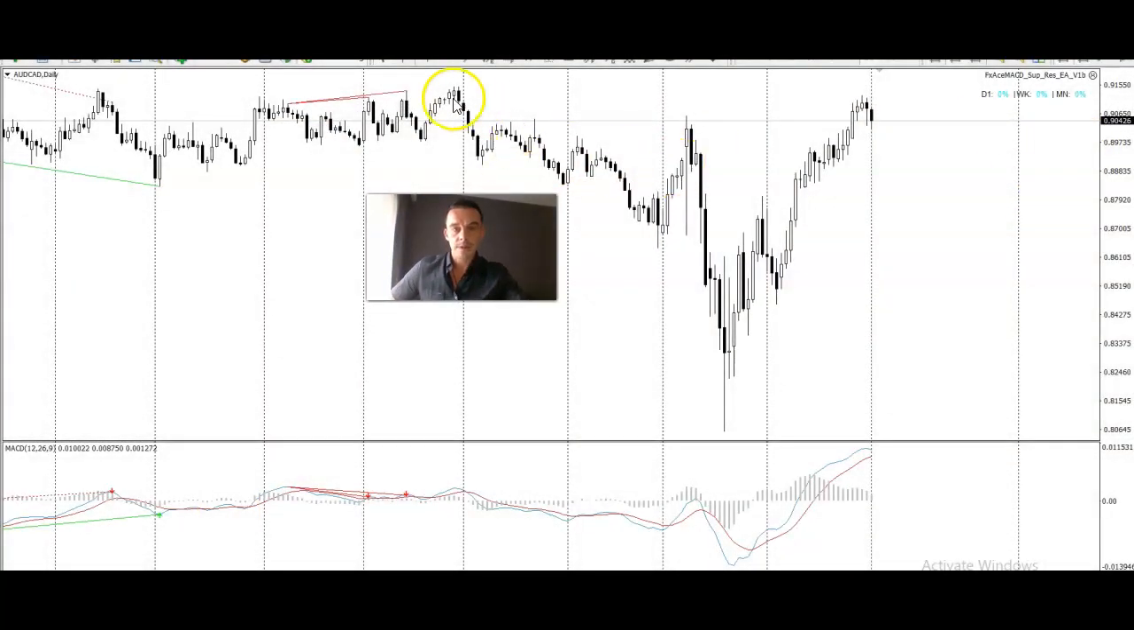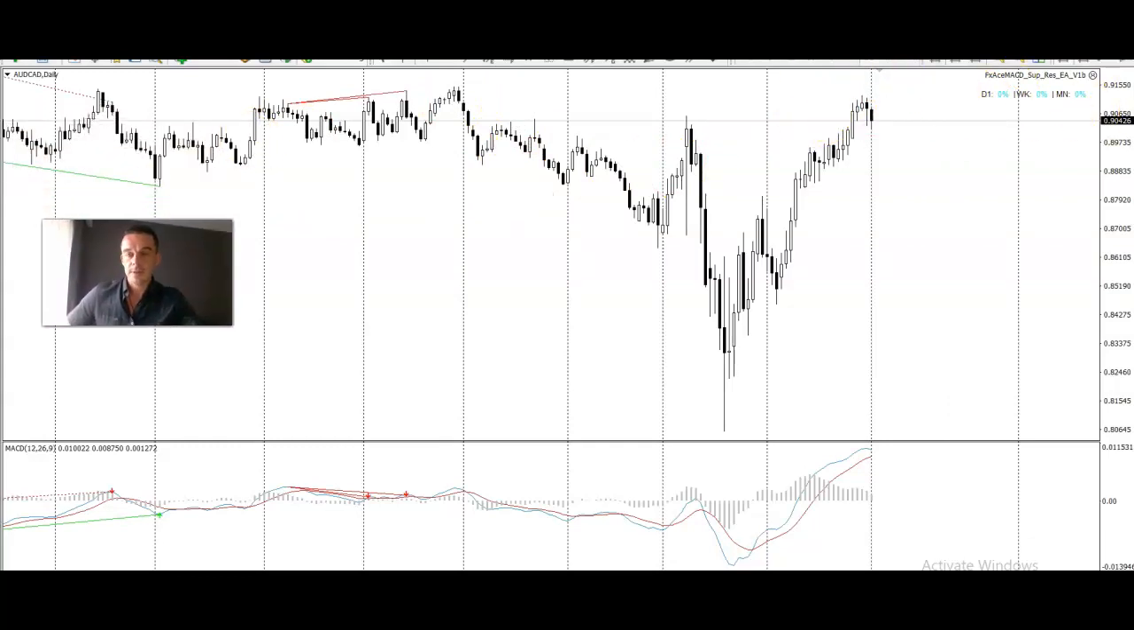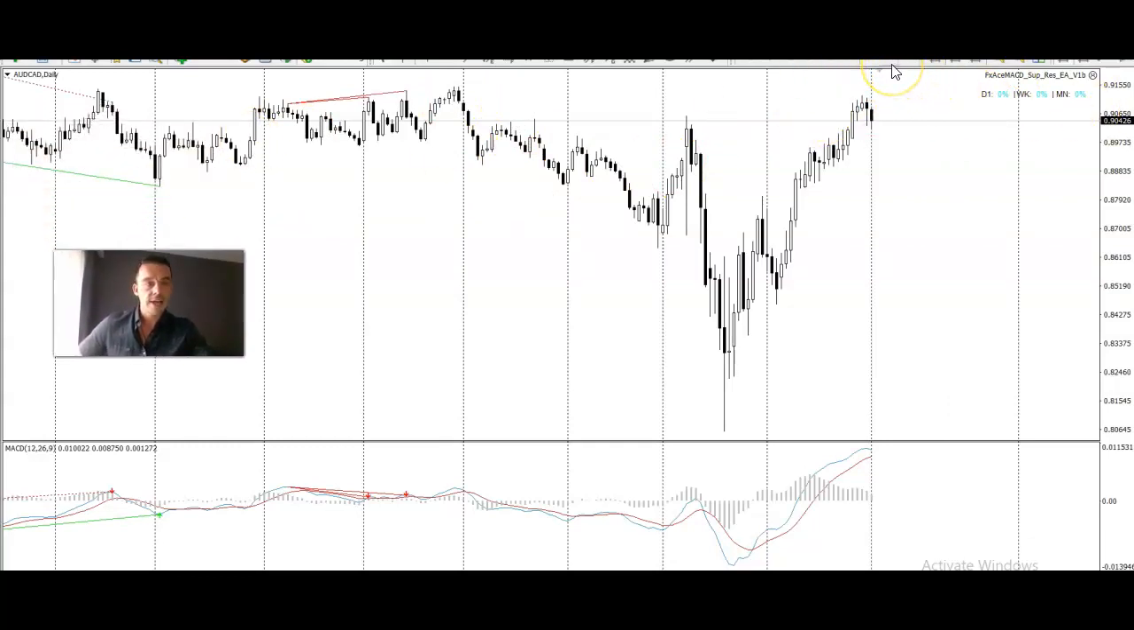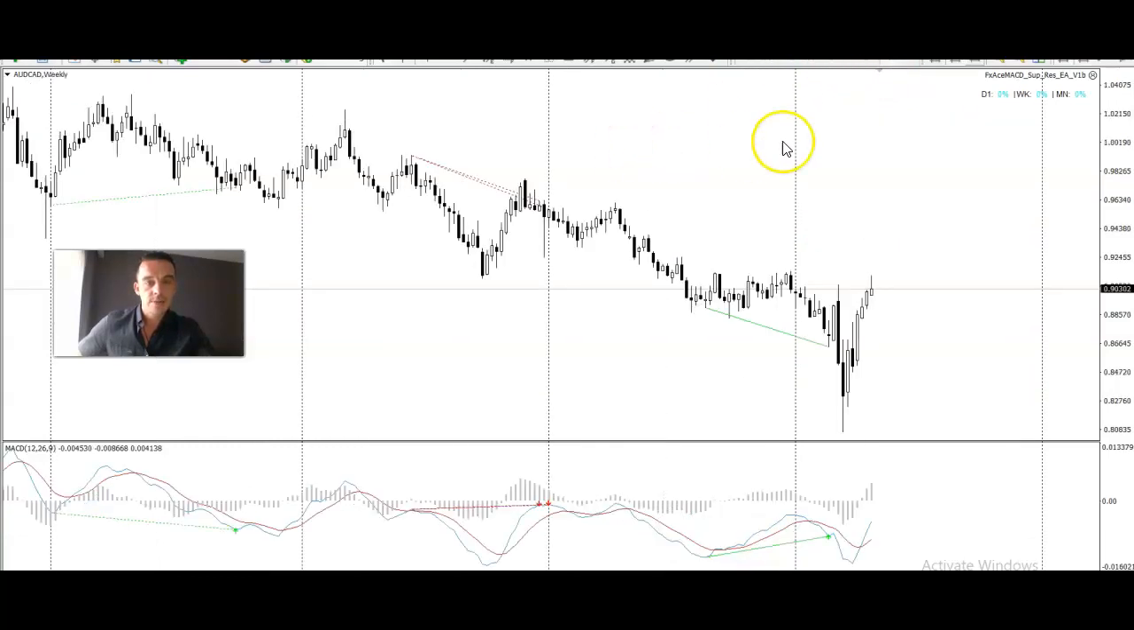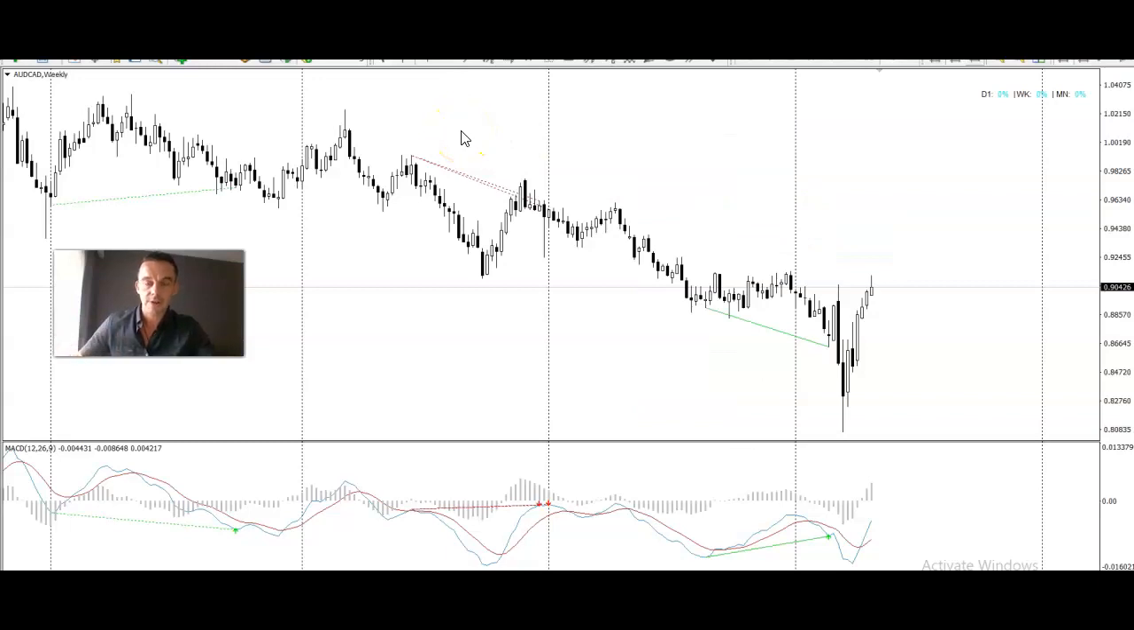Okay, so let me do it. Aussie CAD, this is what we're looking at here. Looking to sell this at 0.9060, stop loss at 0.9180, and take profit at around 0.85. If it doesn't hit the take profit throughout the trading week, we simply close on a Friday.